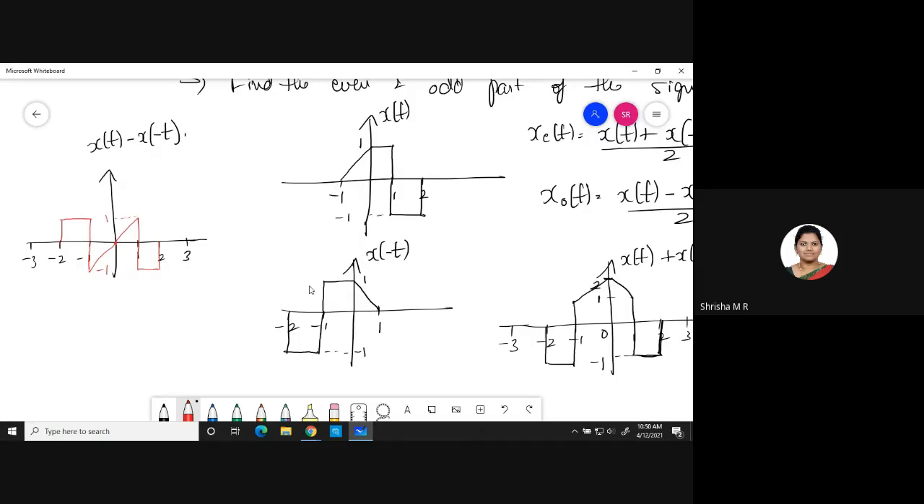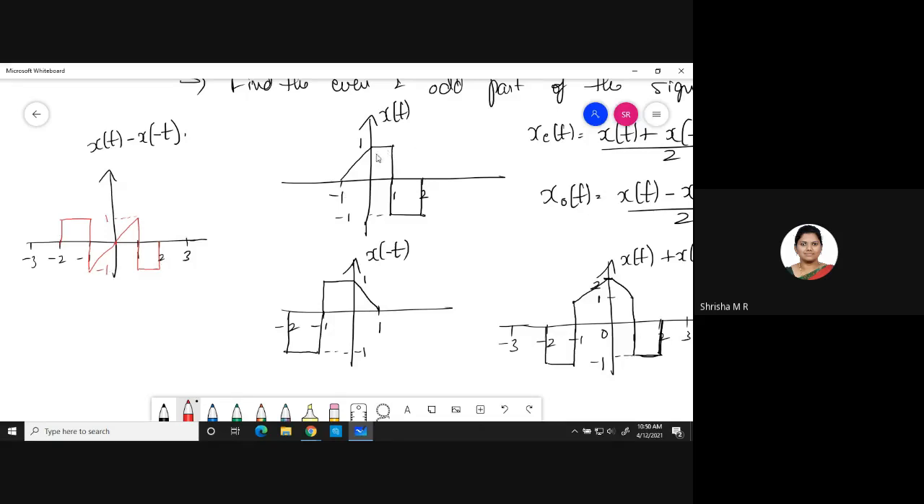You have x of t and x of minus t. We have to subtract x of minus t from x of t. So write x of t minus x of minus t, and start at t equal to 0. Always start a signal from t equal to 0 and plot the right side part. Then you'll get the idea of the left side also: for even it will be symmetric, for odd it will be anti-symmetric. Even if you get confused, somehow you can manage.